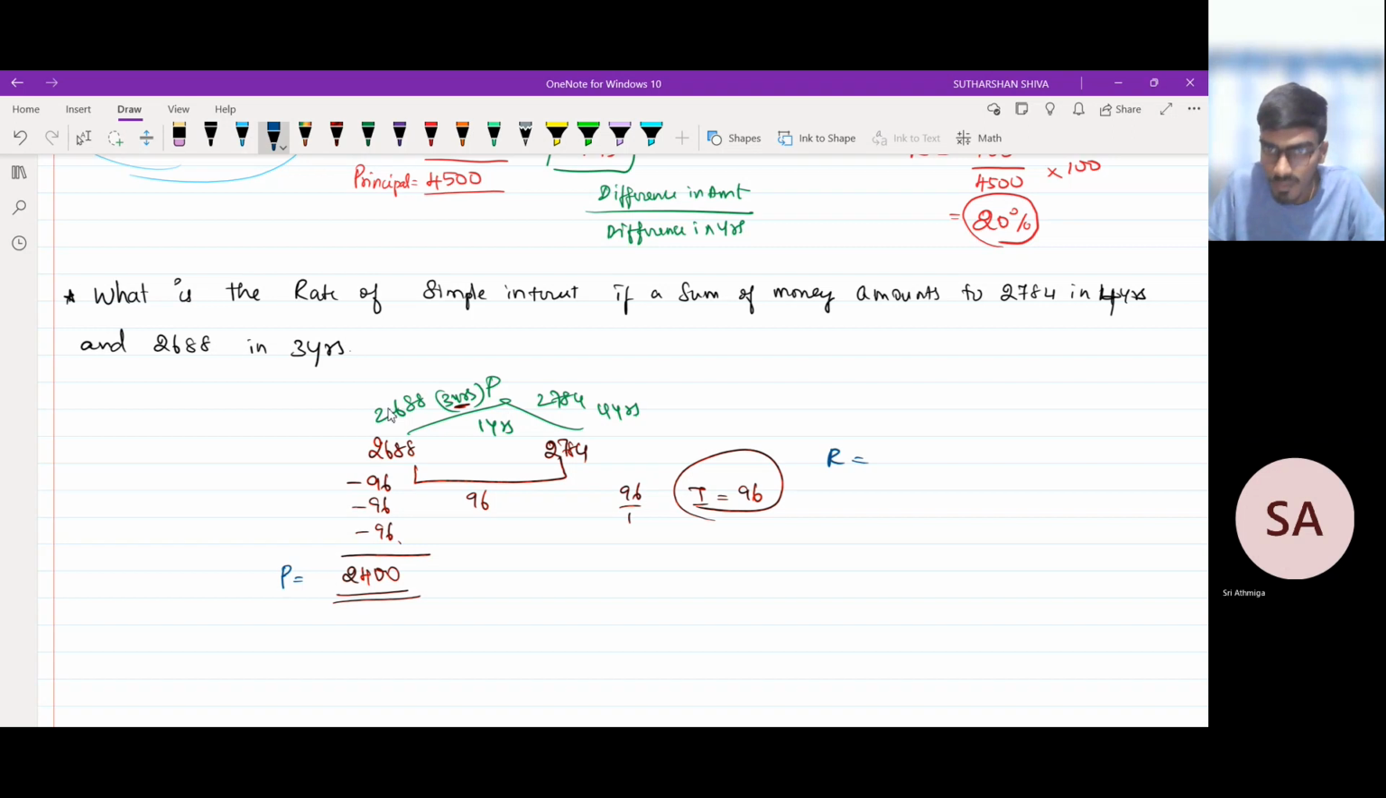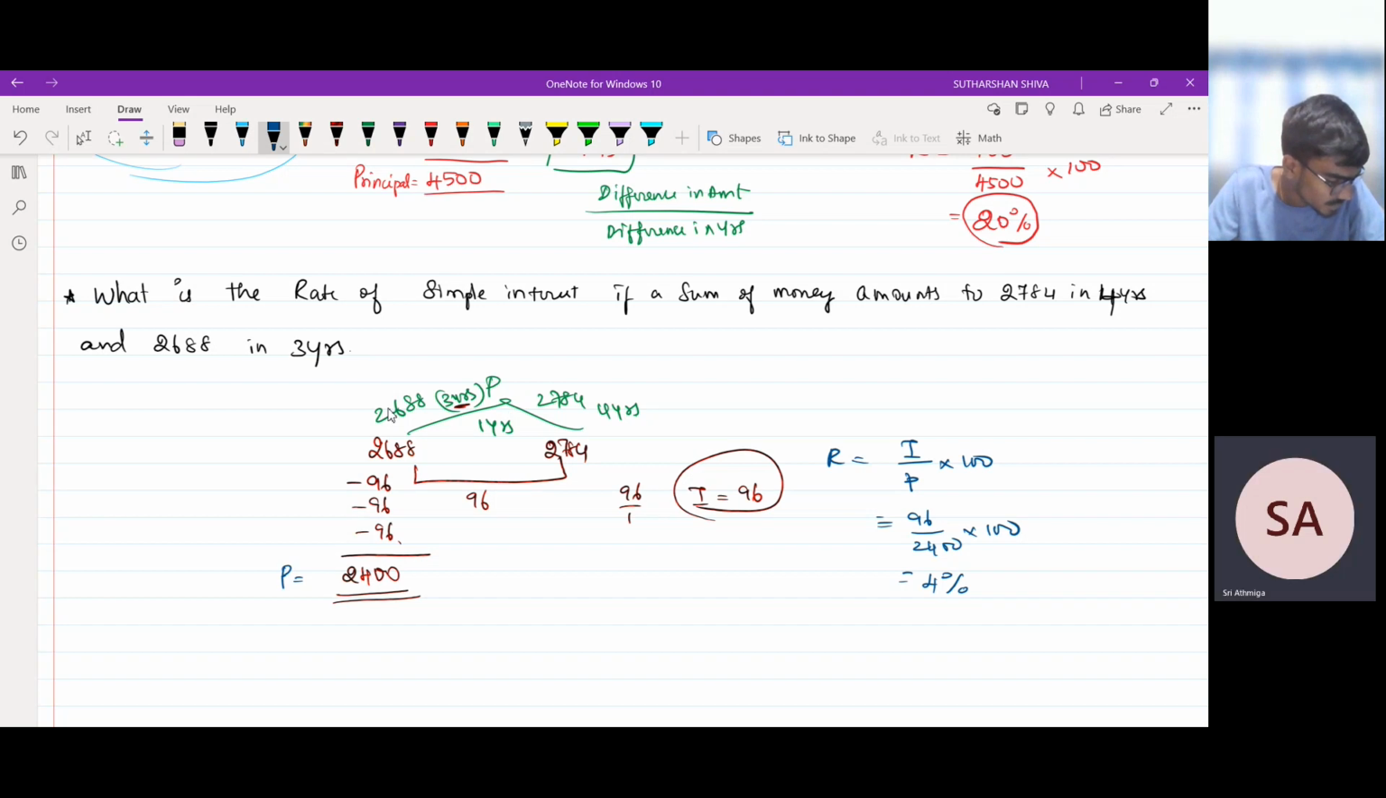What is the rate of interest formula? I divided by P into 100. So I is 96 divided by 2400 into 100. 96 divided by 2400 as a percentage. You will end up with how many percent? 4 percent. Is it easy? Yes, sir. Yes.